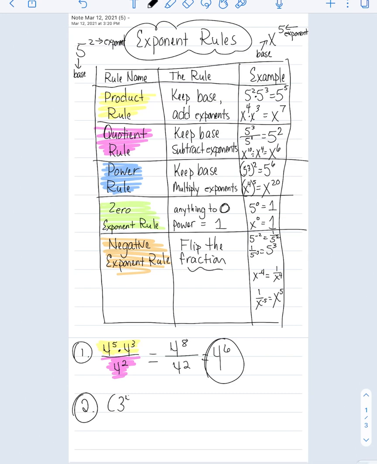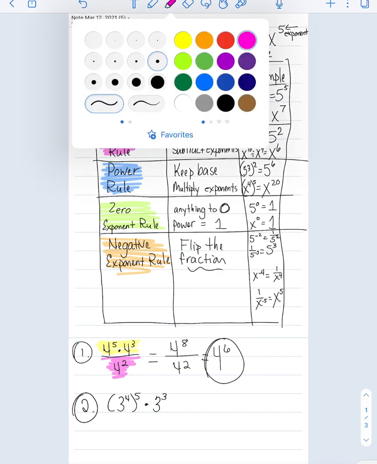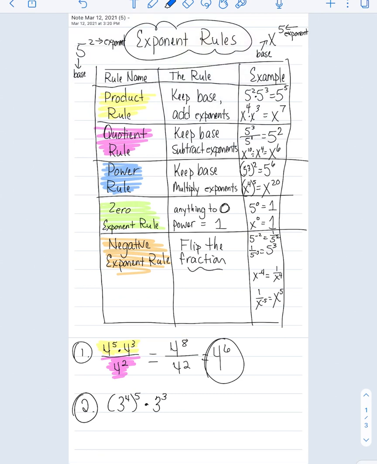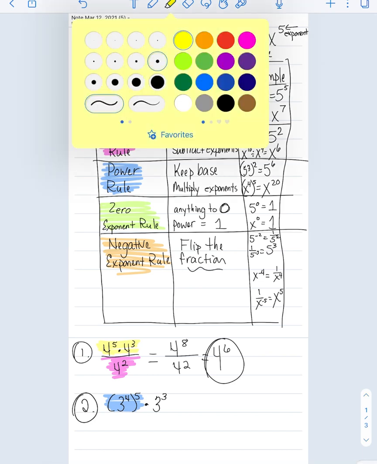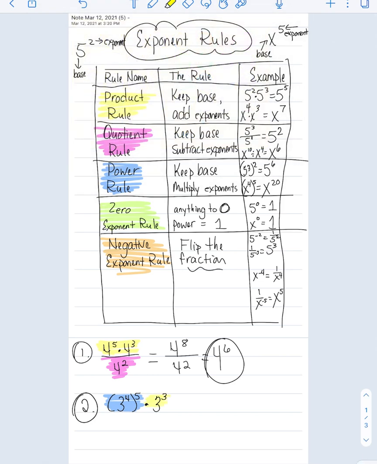Let's say I have 3 to the 4th power raised to the 5th power times 3 to the 3rd power. So I notice two different rules. I see the power rule right here. See, the power rule is a power raised to a power. That's this. And then I notice I have the product rule. So let's do the power rule first. 3 to the 4th to the 5th means keep the base, multiply the exponents. See, that tells you right there what to do.